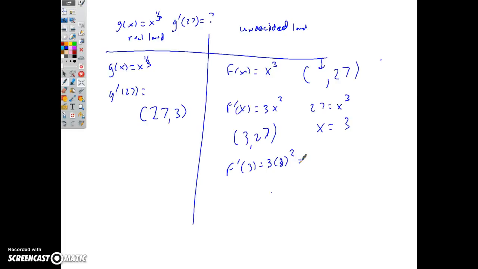Oh, that's a terrible example. Well, whatever, we'll deal with it. What's the derivative? 27. So if the derivative is 27 in undecided land, what's the derivative in real land? 1 over 27. There's my answer.